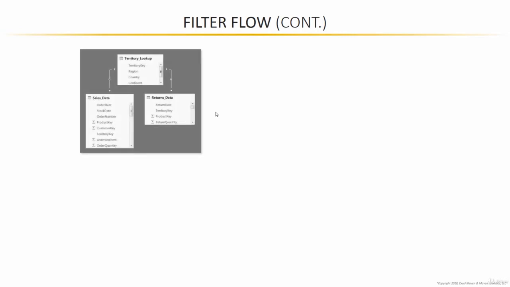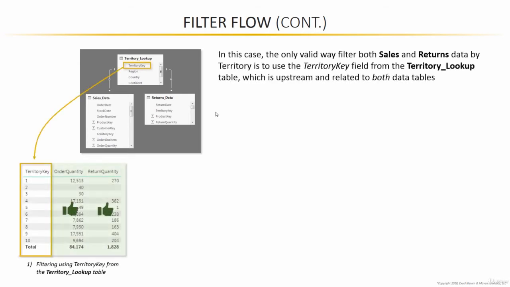We're going to look at that same simple three-table model, and let's say we want to analyze sales and returns broken down by territory key. Now, the only valid way to do that is to use the territory key field from our lookup table. And when we grab that field from the lookup, pull it into our matrix rows, we see the proper, accurate values for order quantity and return quantity, both broken down by territory.